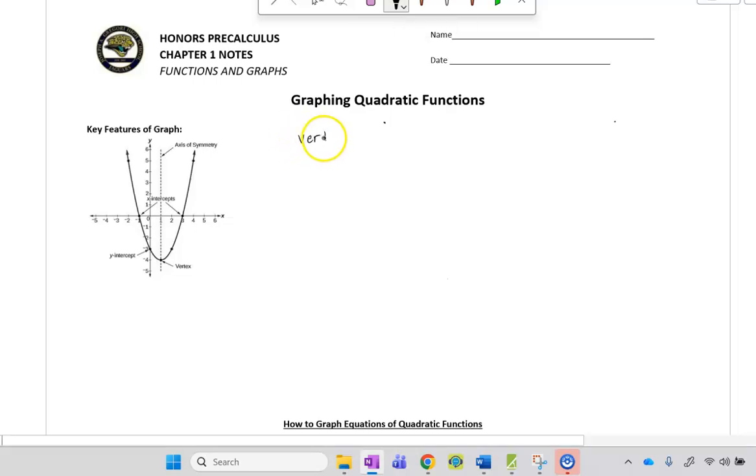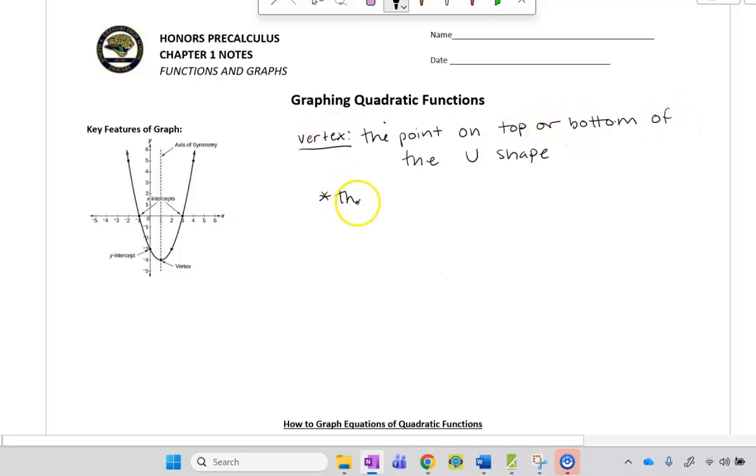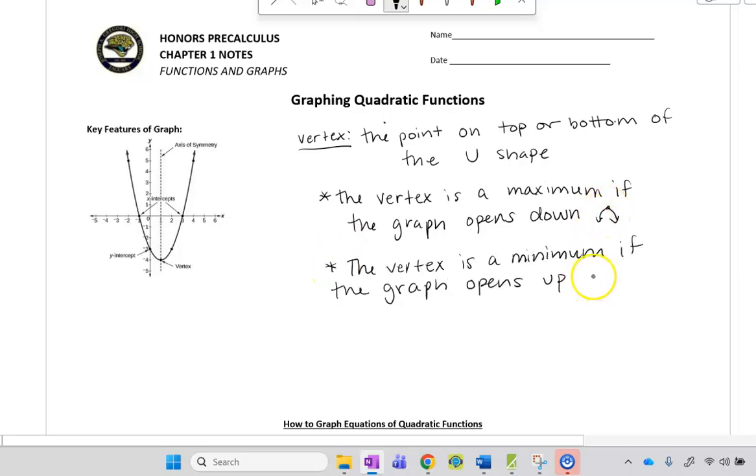The main one is the vertex, which is the point on top or bottom of the U. The vertex could be a maximum or a minimum. If the graph opens down, then the vertex is going to be a maximum because it would be on the top of the graph while it opens down. And the vertex is going to be a minimum if the graph opens up, where the arrows point up, because that means the vertex is on the bottom. On the graph in my picture, the vertex is on the bottom of the U shape, so this would be a minimum.